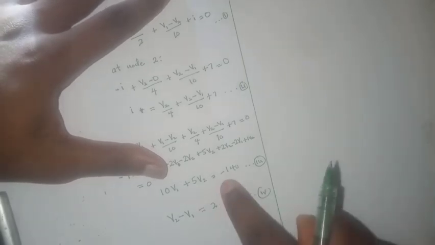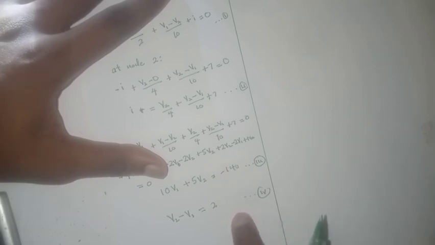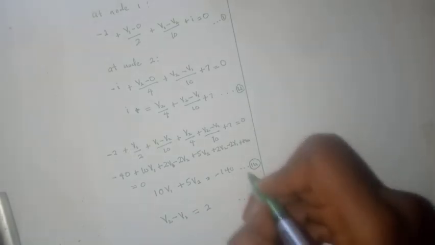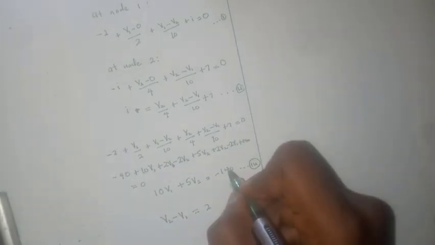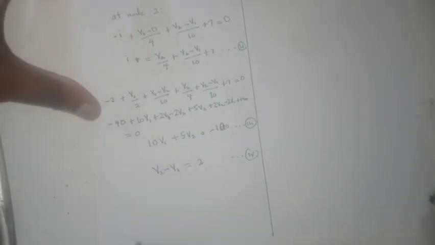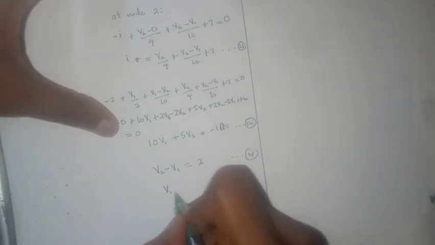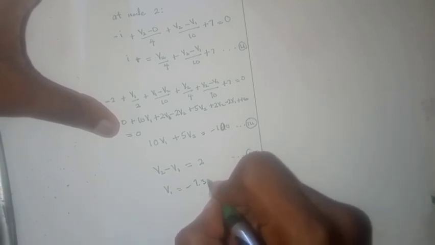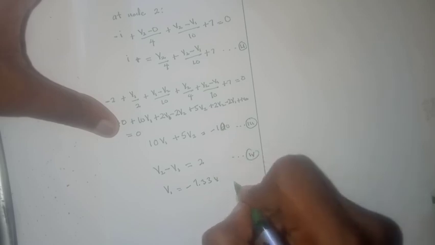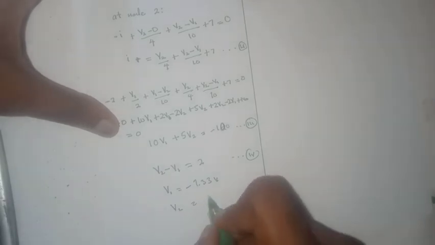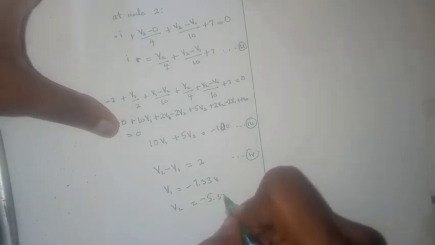We can then proceed to solve our third and fourth equations simultaneously, and that will give us the value of our node voltages. Before we proceed, I just noticed that this was supposed to be 100 and not 140. By solving this simultaneously, we arrive at V1 equaling minus 7.33 volts, and V2 equaling minus 5.33 volts.